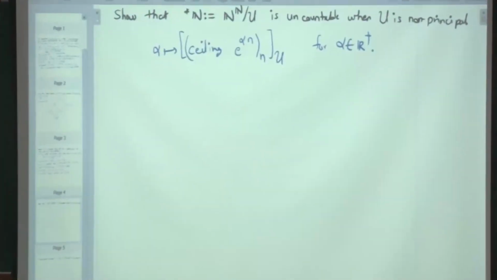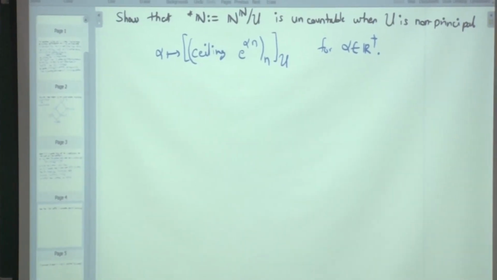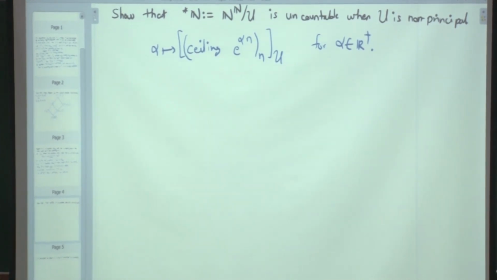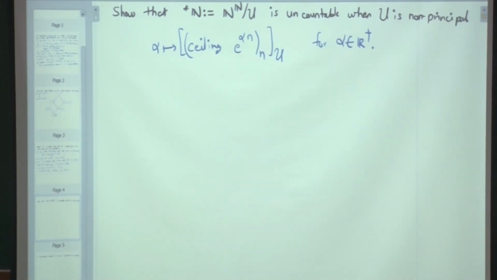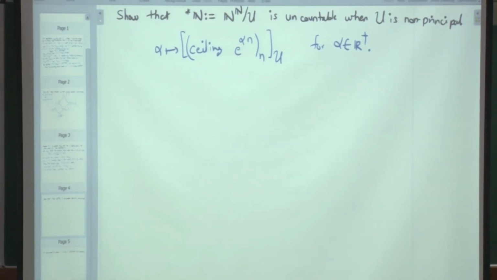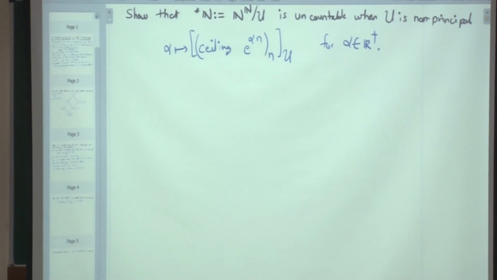Perhaps we'll have to go into some dynamical systems. Proving that the equivalence class is always different: if you have alpha less than beta, then e to the power beta n will always be greater than e to the power alpha n. If alpha is less than beta, then the ceiling of e to the power alpha n is strictly less than the ceiling of e to the power beta n eventually. That's it.